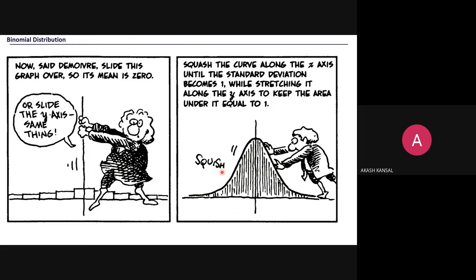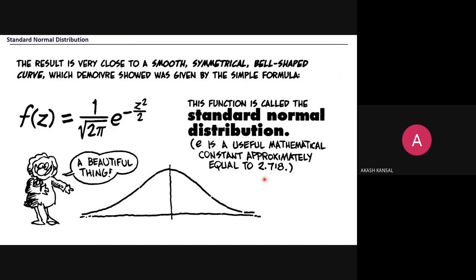Okay. So once we do it right, we obtain a very beautiful curve like this, which is the standard normal distribution. Okay. And the equation for a standard normal distribution is this: f(z) is equal to 1 upon the square root of 2 pi, into e raised to the power minus z squared by 2. So this is the equation for the probability density of a normal distribution. And e is the same constant, the value is approximately equal to 2.718. Okay. We'll talk more about this.